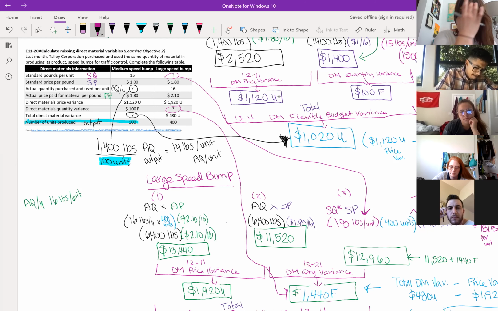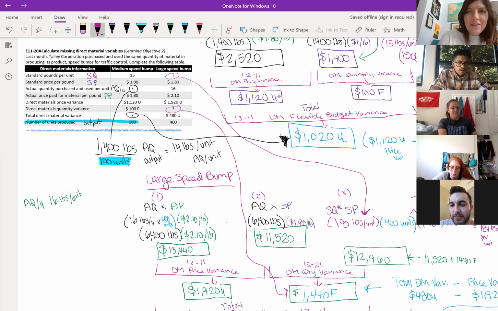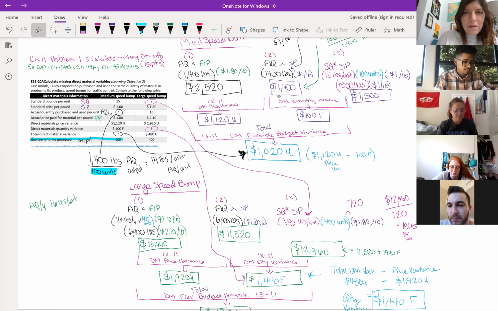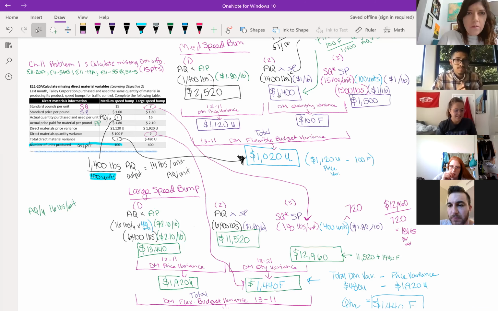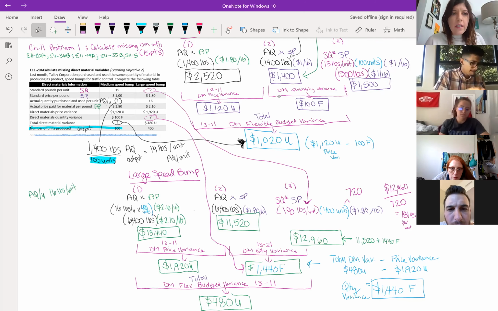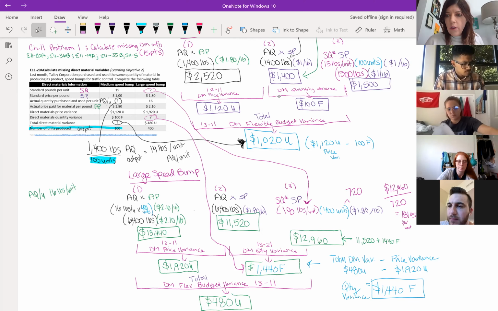This problem's worth 15 points. You're going to practice this one, right? Yes. I put in similar problems up at the top: exercise 11-36B, exercise 11-19A, exercise 11-35B, short exercise 11-5.